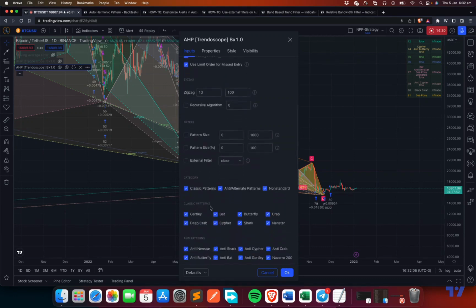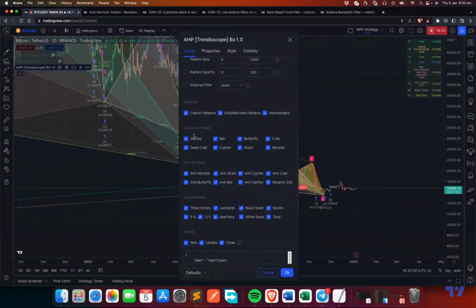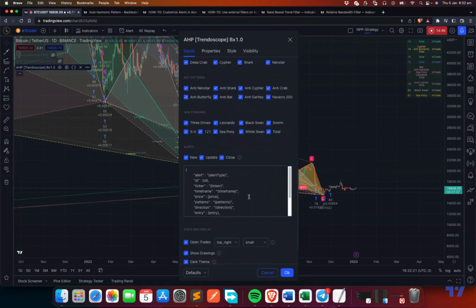So the next part is a simple one, category and pattern selector. If you want to backtest based on a particular pattern, you can select them and unselect the rest of them. Otherwise, you can keep it as is. So the next part is alerts. Alerts are straightforward again. It's based on customizable alerts.